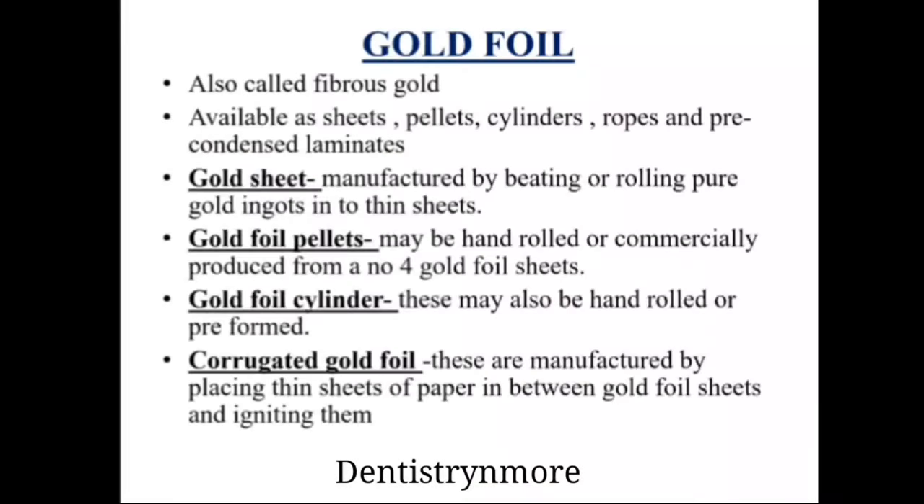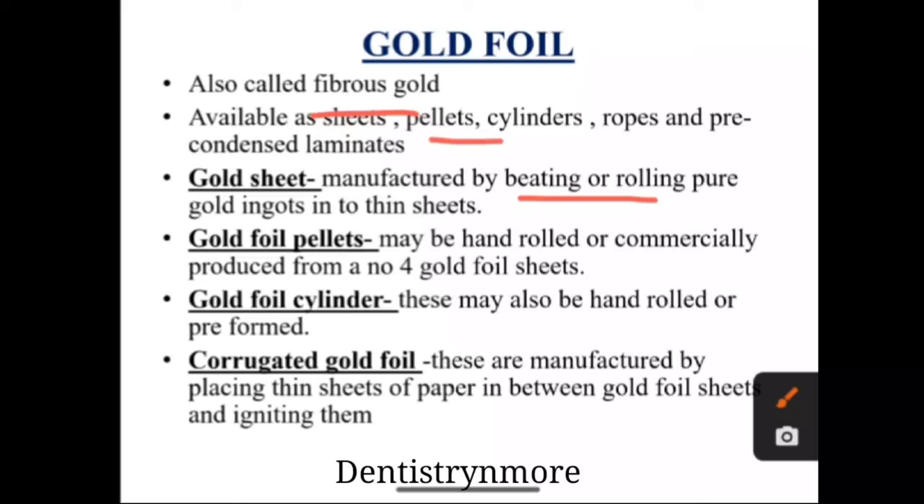Next one is gold foil. It is also called fibrous gold. It is available in the form of sheet, pellet, cylinders like that. Sheet can be manufactured by beating or rolling the pure gold into thin sheets. And the pellets are hand rolled or commercially produced. Next one is gold foil cylinder. It can also be hand rolled or preformed.